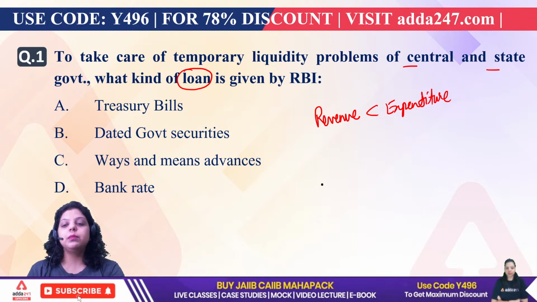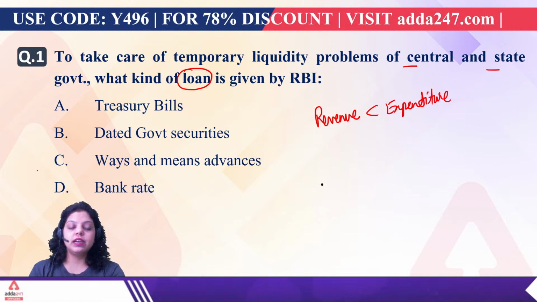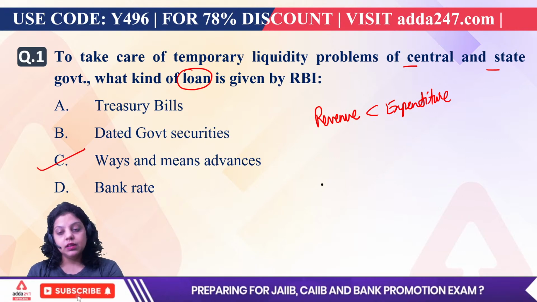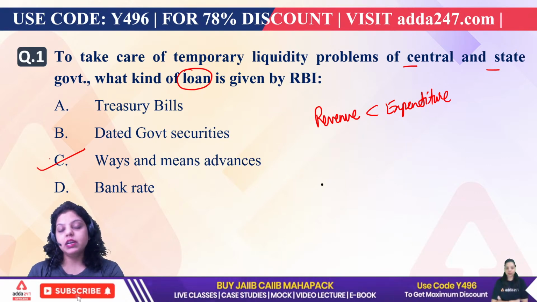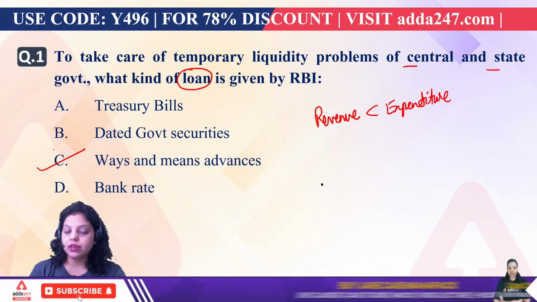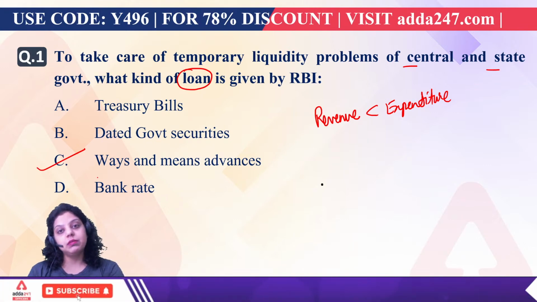The right answer will be your C option, that is ways and means advances. So whenever there is a mismatch in the revenue and expenses of the Government of India, the government takes a loan from the Reserve Bank of India, and that loan will be ways and means advances.